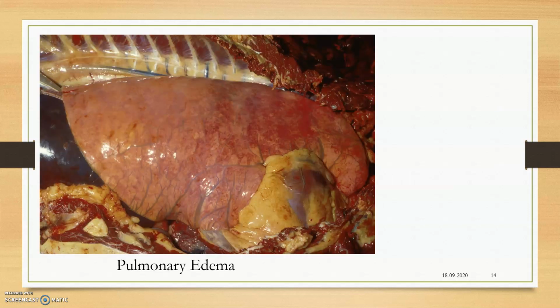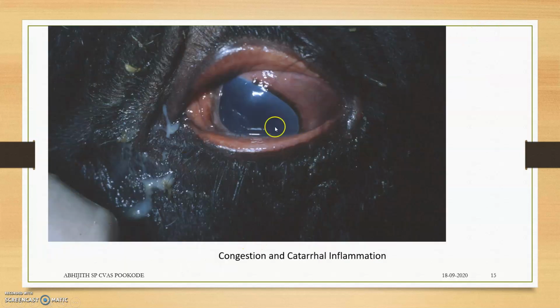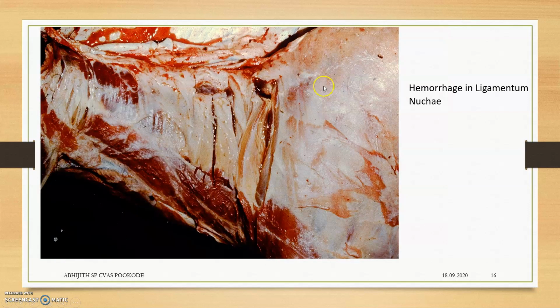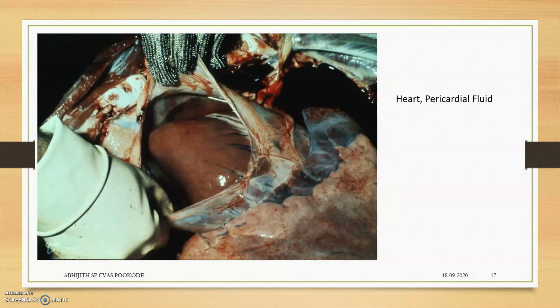This is pulmonary edema. You can see the edematous appearance of the lung. This is congestion and catarrhal inflammation. You can see this hemorrhage in the ligamentum nuchae. It is actually due to many viruses bursting inside the cells, and they also replicate between the skeletal muscle cells and produce many hemorrhages.